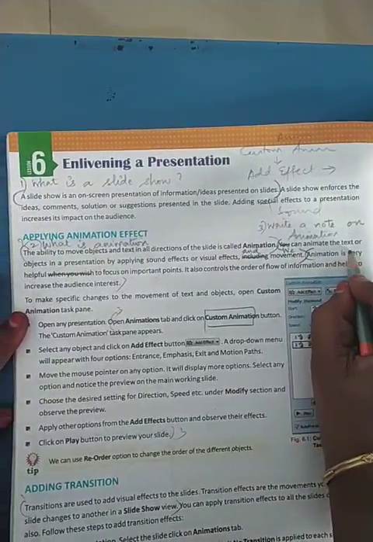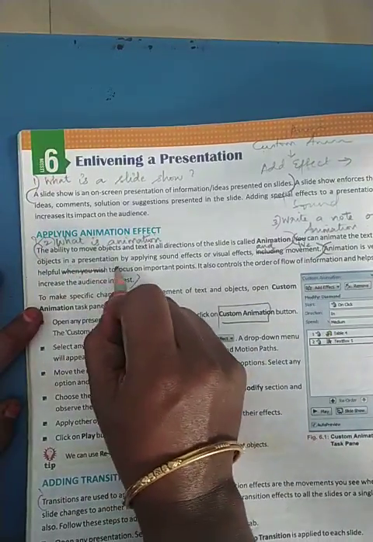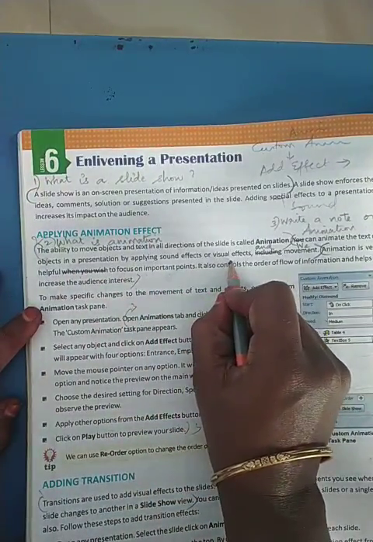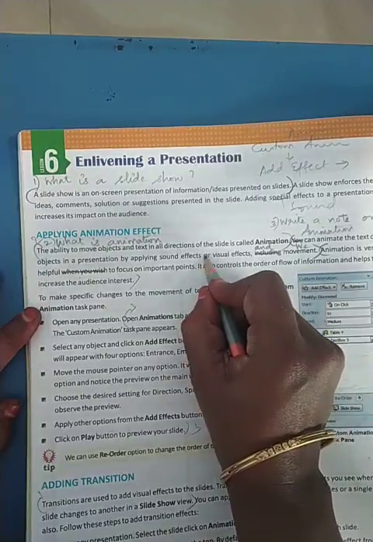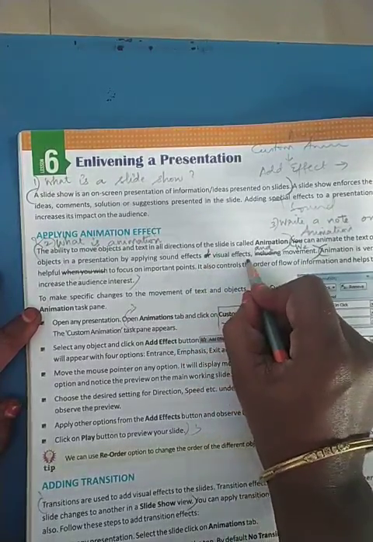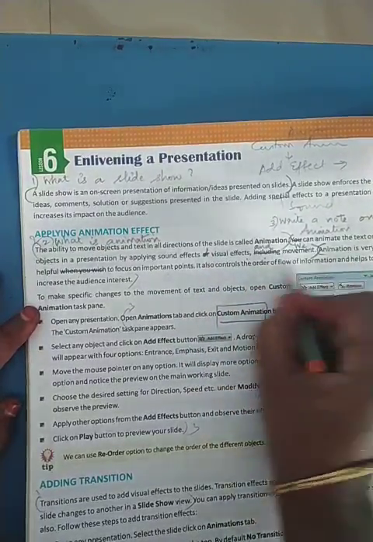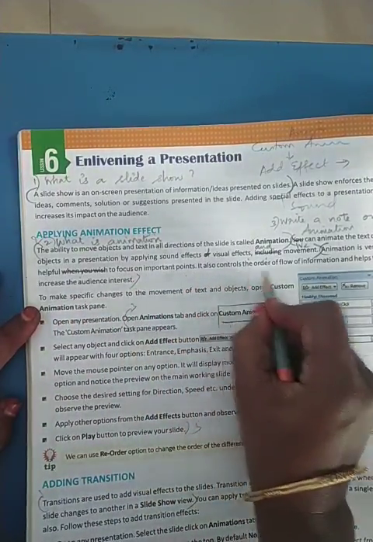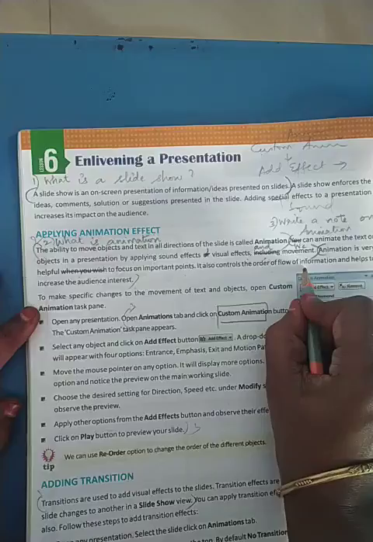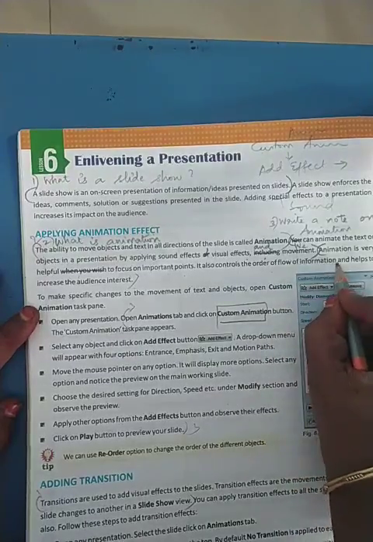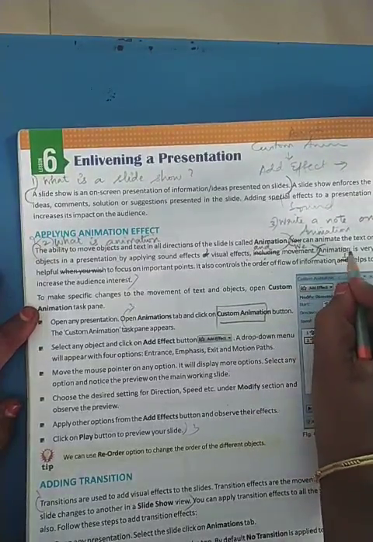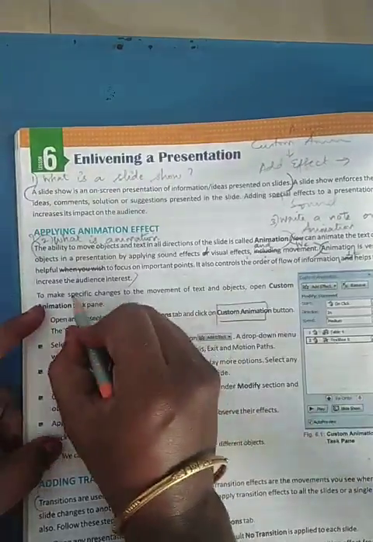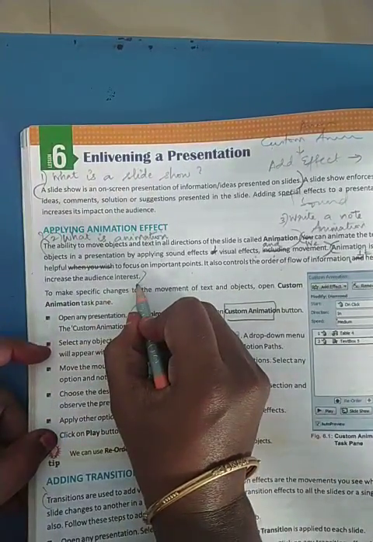Write a note on animation means we can animate the text or objects in a presentation by applying sound effects or visual effects. Sound effects, visual effects and movement. Animation is very helpful to focus on important points. It also controls the order of flow of information. Then the last point: strike off this and write it helps to increase the audience interest.